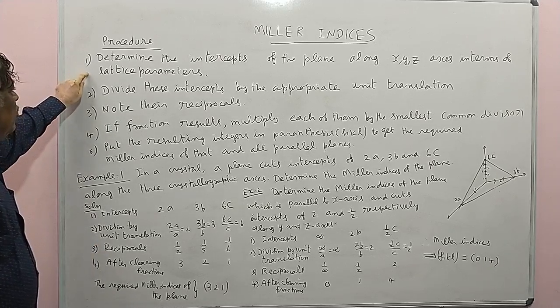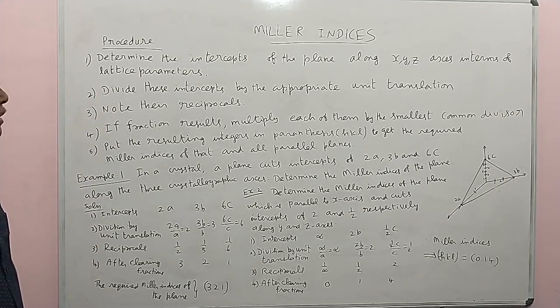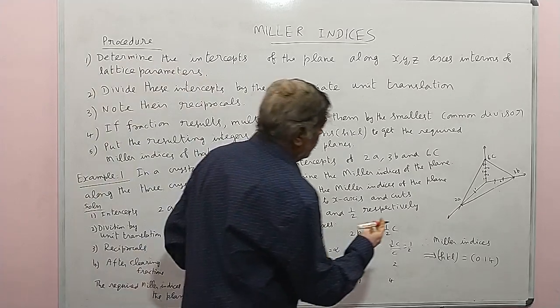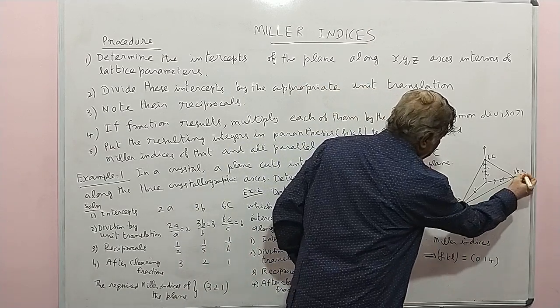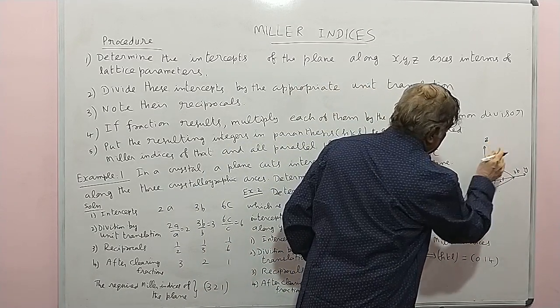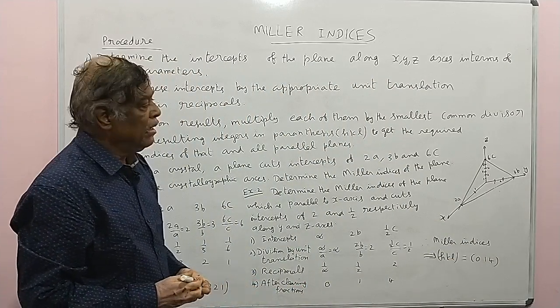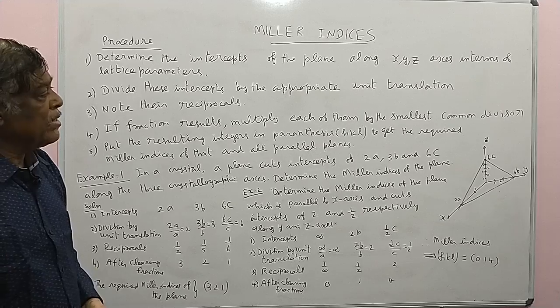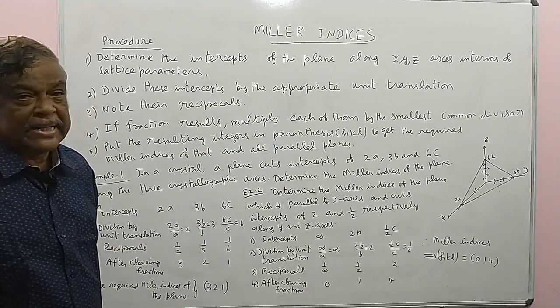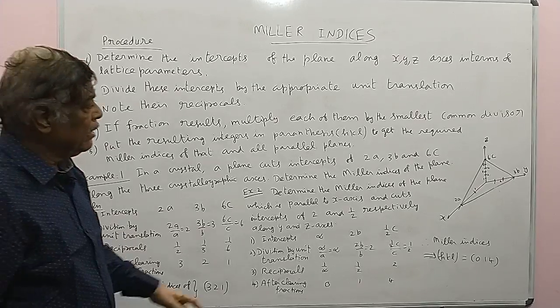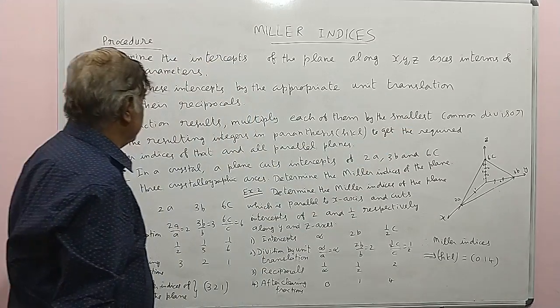First, we have to determine the intercepts of the plane along the x, y, z axes in terms of the lattice parameters. Suppose you have x, y, z axes, and a plane that cuts the axes at some intercepts. So the first thing is to note down the intercepts along the x, y and z axes.